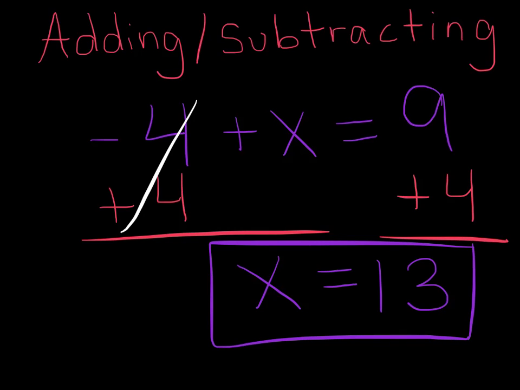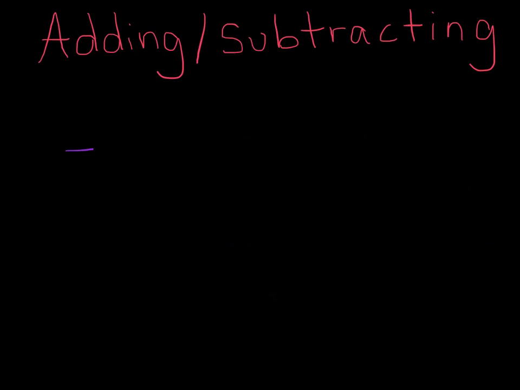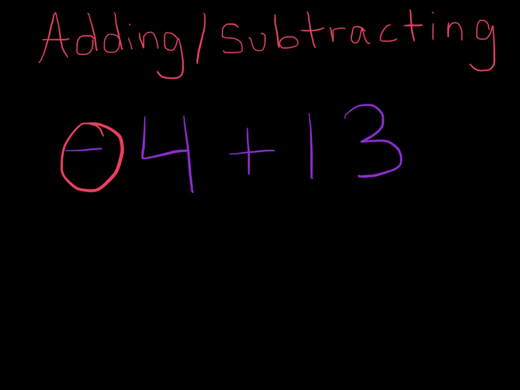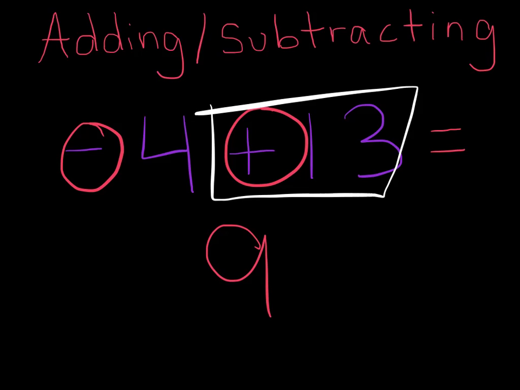And if you remember from the previous video, if I want to add negative 4 plus 13, I'll do an example of this. Let's see if I can erase this. Negative 4 plus 13. Remember, I have different signs, so that means I'm going to subtract and take the sign of the biggest number. 13 minus 4 gives me a 9. The 13 is the bigger number, so that means my answer is going to be positive. So that was correct, that x was equal to 13. And this is how you could check your work.